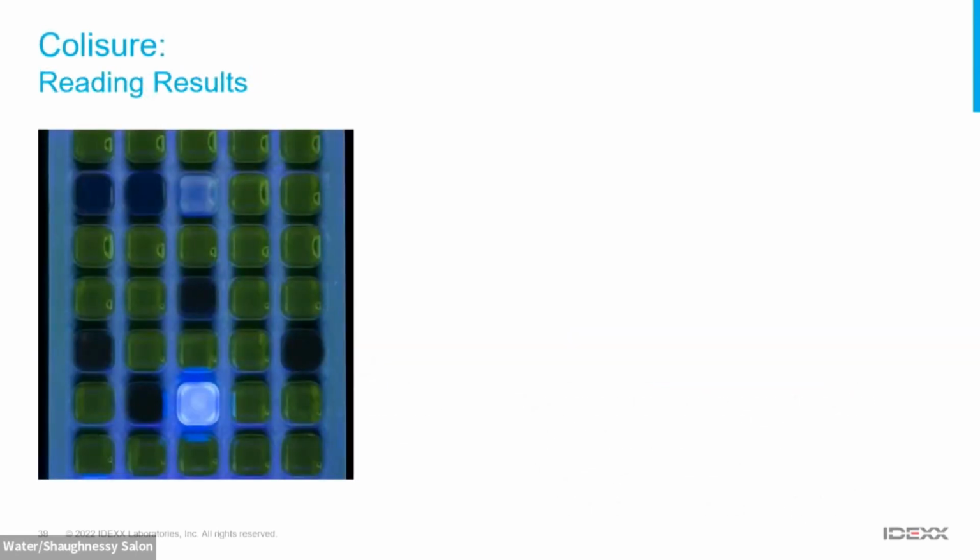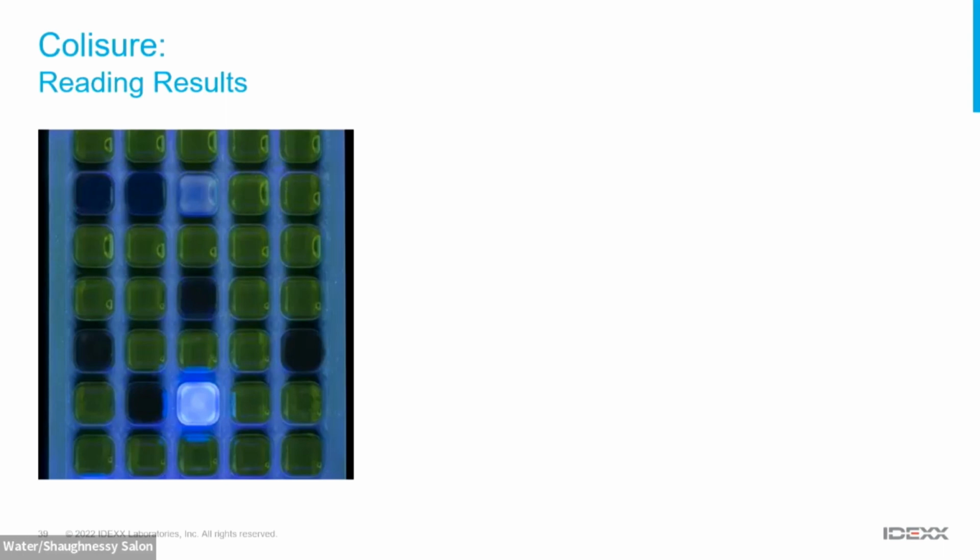So again, just like with any test method out there, you can have kind of a variation in signal intensity. So with coliforms, as long as the well or the vessel is a red or magenta color, then that'd be considered positive. If you see something like an orange, then that wouldn't be considered positive. You have to incubate a little bit longer, or it would be a negative.